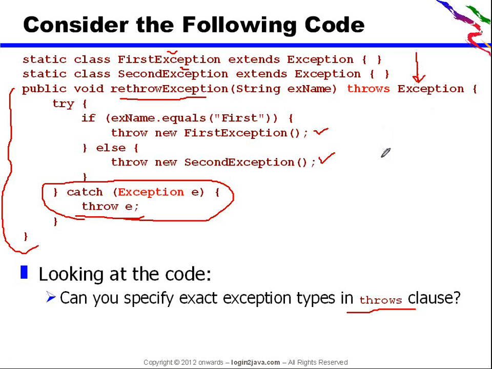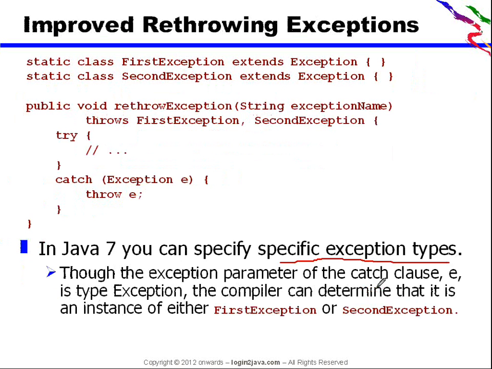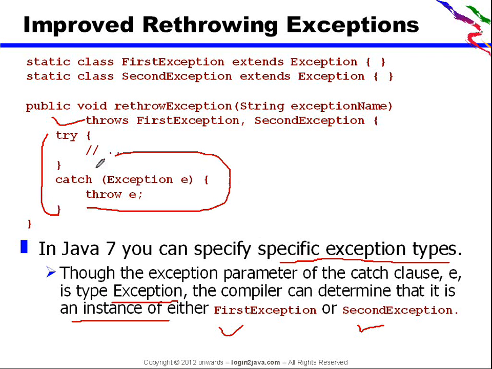Now in Java 7 you can specify specific exception types. Though the exception parameter of the catch clause E is of type exception, the compiler can determine that it is an instance of either first exception or second exception. So you can specify in Java 7 like this: throws first exception, second exception, even if your code is throwing exception.